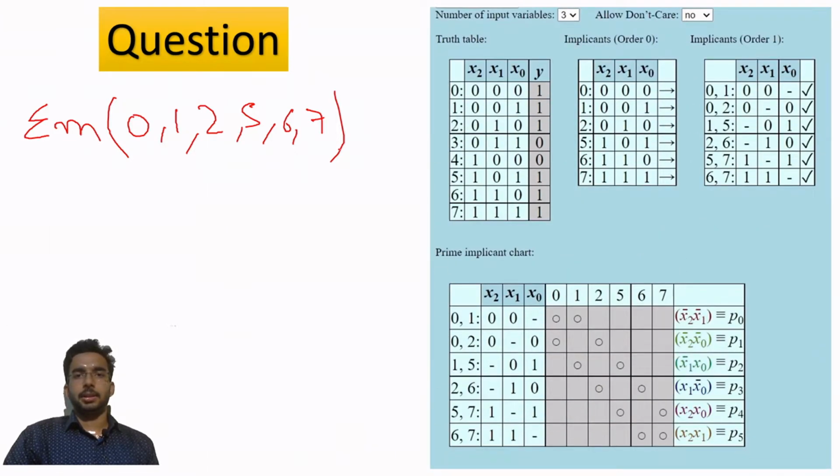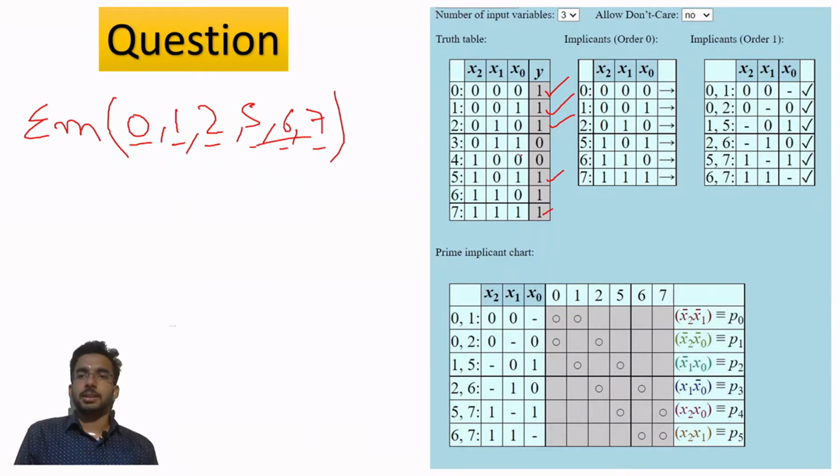Here is the truth table. So friends, see here 0, 1, 2, 5, 6, 7. The values which we are getting here are 1. So you can see in the table, 0 we are putting as 1, 1 as 1 and 2 as 1, and after that 5, 6, 7 also we are putting 1.